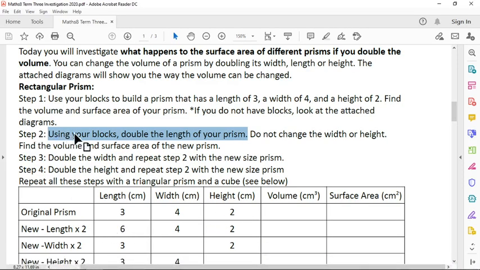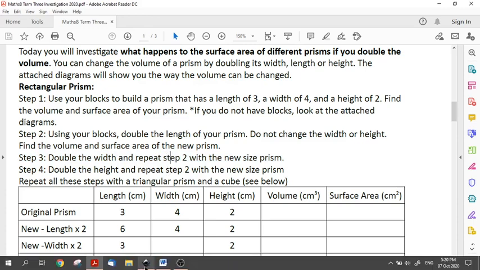Okay, so when in step 2 it says using your blocks double the length of the prism, now I've got 6, 4 and 2. The prism is double the size. Now use your formula that you wrote down, find the volume. Then for step 3 it says double the width.